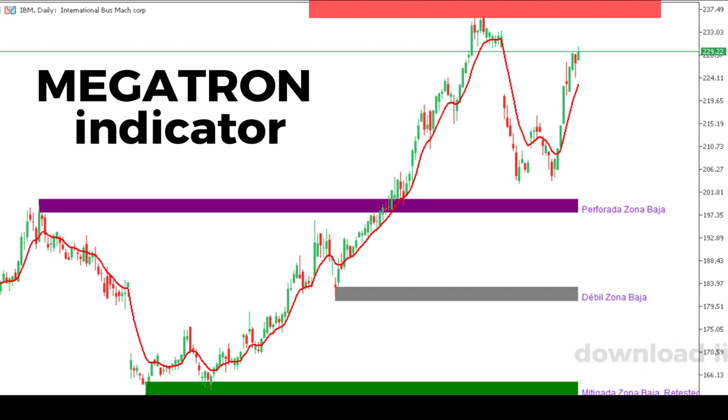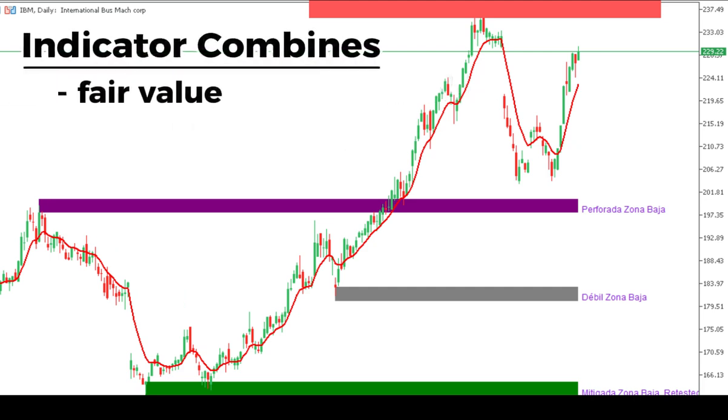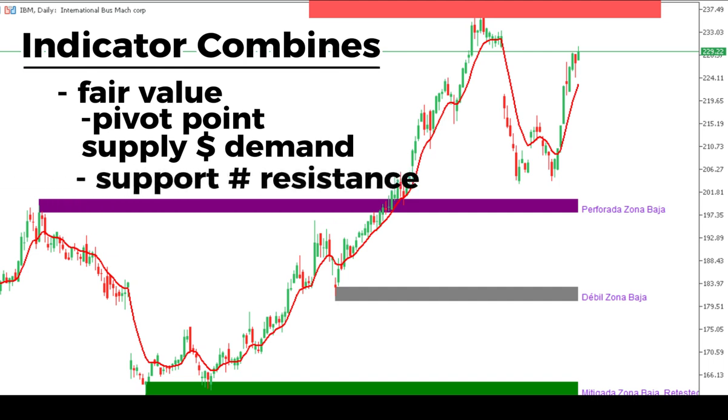As you can see, the indicator is straightforward and easy to work with. The Megatron prints different color zones, which I will break down in a second. What makes this indicator so special is the way it combines the fair value gaps, pivot points, support and resistance, and finally supply and demand to create a single signal zone, which is very powerful.